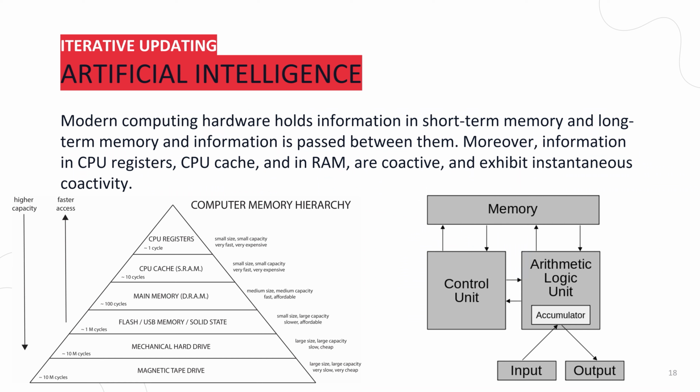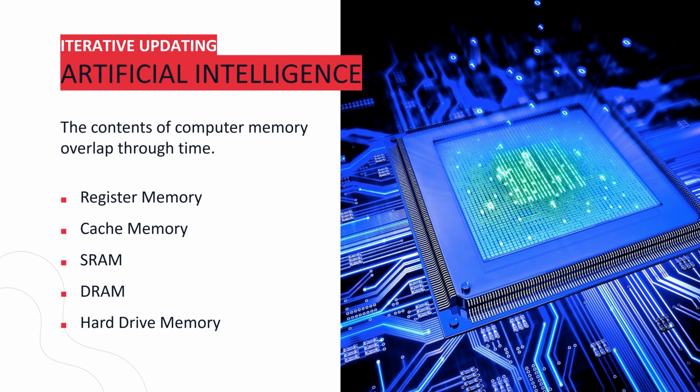So modern computing hardware holds information in short-term memory and long-term memory, and information is passed between them, just like in the brain. Moreover, information in CPU registers, CPU cache, and in RAM are coactive and exhibit instantaneous coactivity, just like in the brain. The contents of computer memory overlap through time. Between one clock cycle and the next, you may have a large number of memory items that show sustained activity in each of these memory stores. This technically means that computers exhibit a form of state-spanning coactivity, but I don't consider them to have iterative updating or any kind of working memory, because the memories used by the CPU are very much isolated from one another.